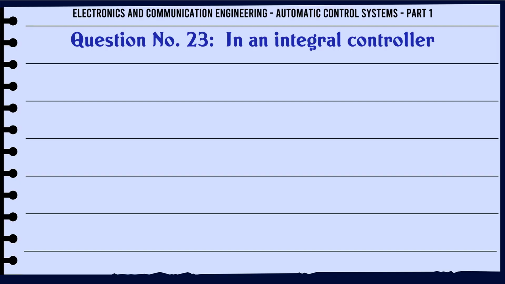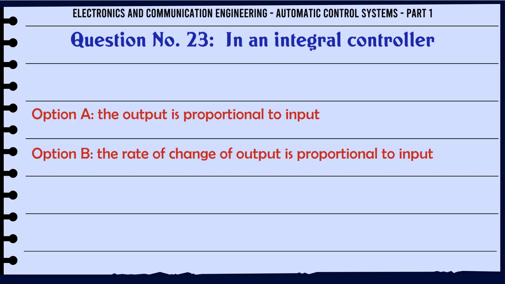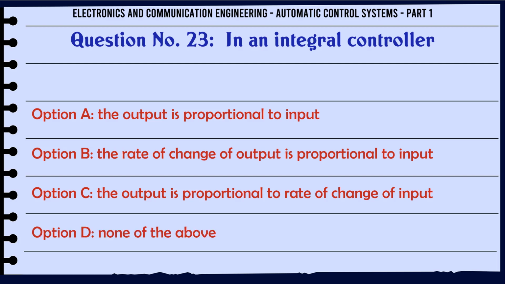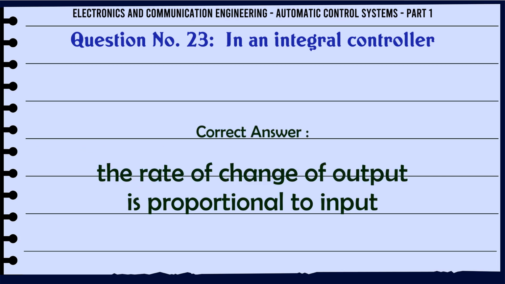In an integral controller: A, the output is proportional to input; B, the rate of change of output is proportional to input; C, the output is proportional to rate of change of input; D, none of the above. The correct answer is the rate of change of output is proportional to input.